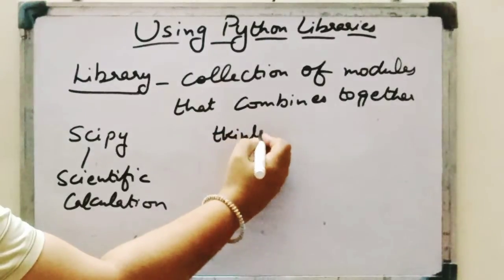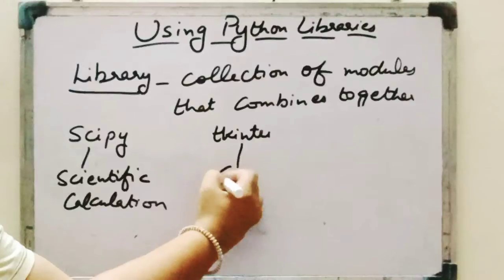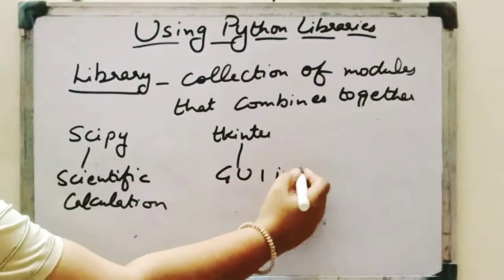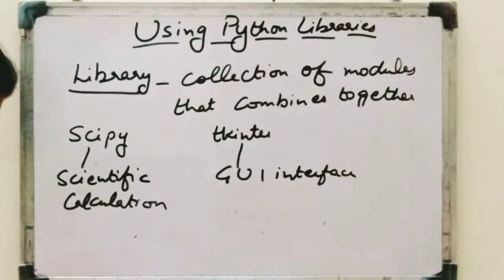Then there is the tkinter library. The tkinter library is used when I want to make a GUI interface. GUI means graphical user interface. Then only we use this tkinter.